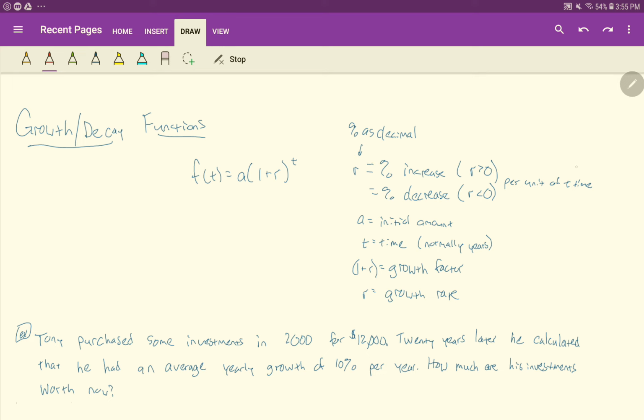Oh, by the way, sorry, one more thing I forgot to mention. R is the percent increase per unit of time. Typically, it's like percent per year. That's typically what the percents are given, but you want to keep an eye on that just to make sure. But percent per year.